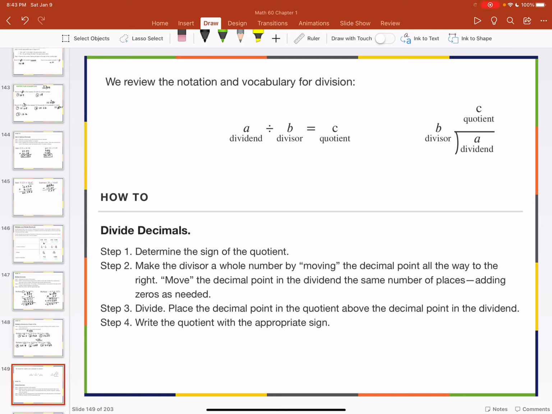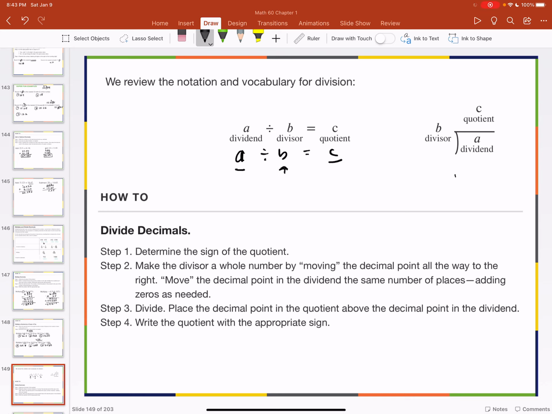So let's continue section 1.7, part 2. We were talking about dividing decimals. So how do we do that? First, let's review some notation and vocabulary for division. When you have two numbers, A divided by B, the solution is called the quotient. The initial number is called the dividend, and whatever you're dividing by is called the divisor.